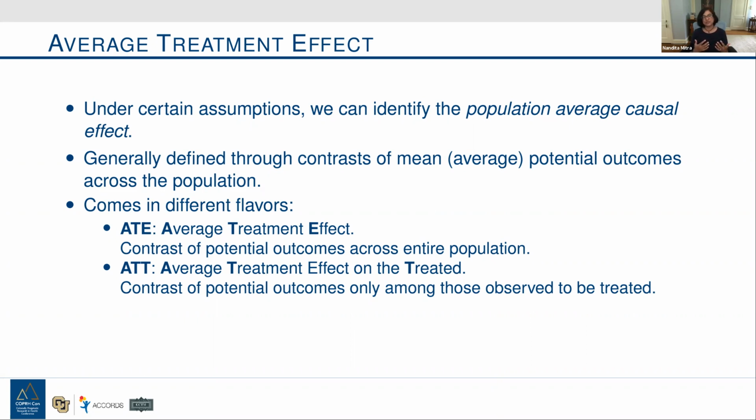And they do come in different flavors. So there's the ATE, or the average treatment effect. And this is comparing potential outcomes across an entire population. Sometimes of interest is the average treatment effect on the treated. And we'll talk about this in the context of emulated trials. So that's the ATT. And this is really comparing the potential outcomes only amongst those who are observed to be treated. So we're still looking at potential outcomes, but we're subsetting it to only those that were observed to be treated.